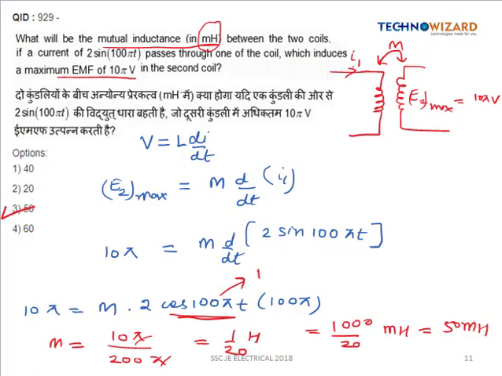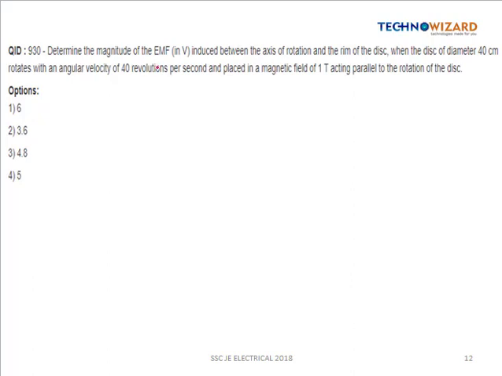Next question is, determine the magnitude of the EMF in volt induced between the axis of the rotation and the rim of the disk when the disk of diameter 40 cm rotates with an angular velocity of 40 revolutions per second and is placed in a magnetic field of 1 Tesla acting parallel to the rotation of the disk. First of all, the diameter is given, which is 40 centimeter, equal to 0.4 meter.